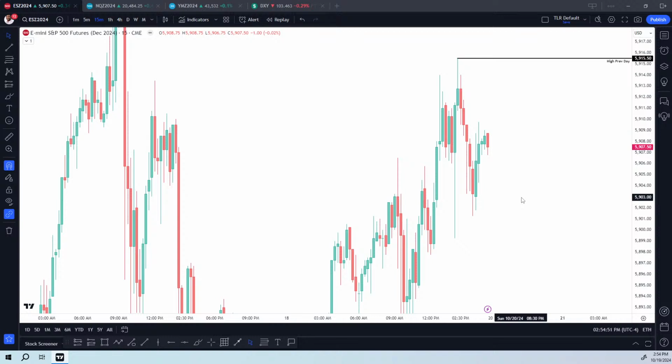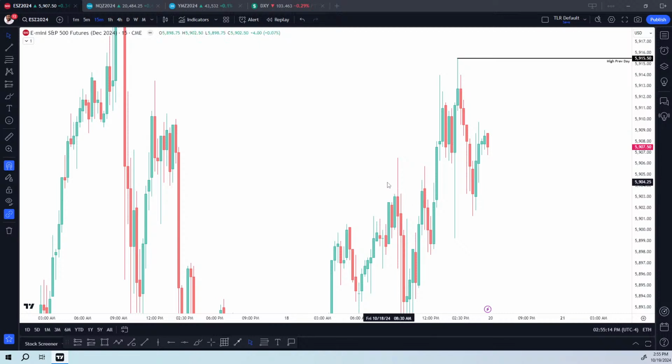I look at the 15, the hour, the 5, and the 1. So the 15, hour, 5 and the 1. Also, for a high time frame, I look at the daily and the 4 hour, but for the most part, 15 minutes and 5. Simplify it a little bit.